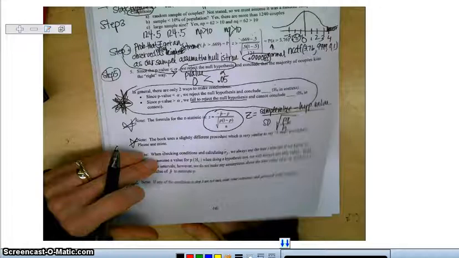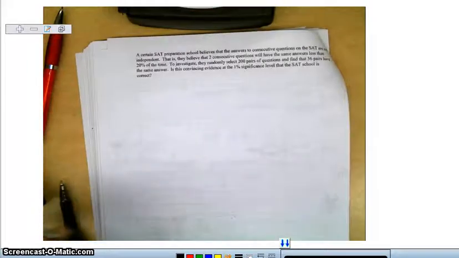All right, so on the next page, we're going to write out our own hypothesis test. And then you are going to do one on the board.